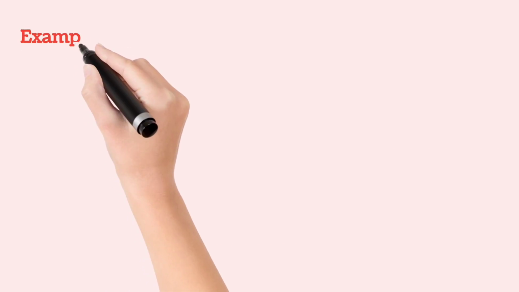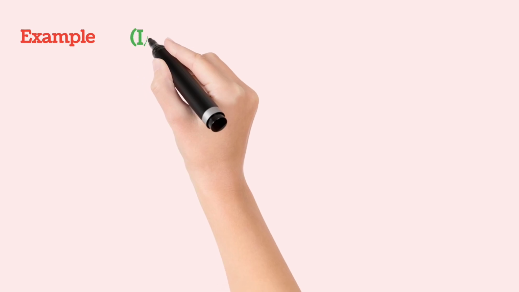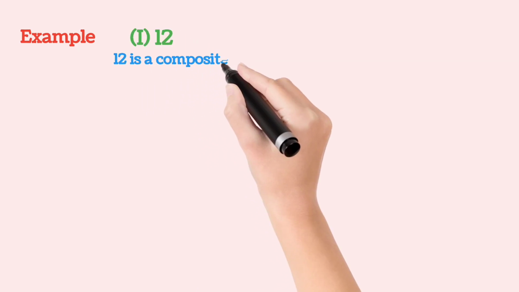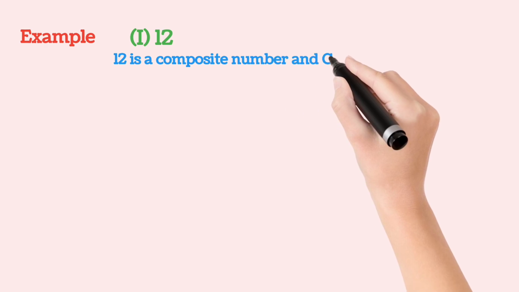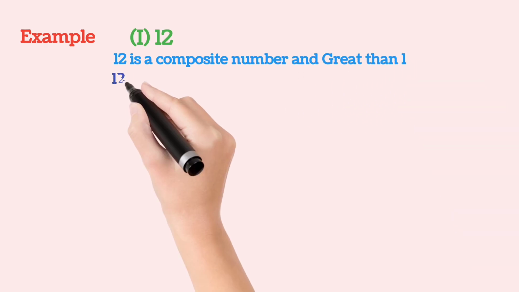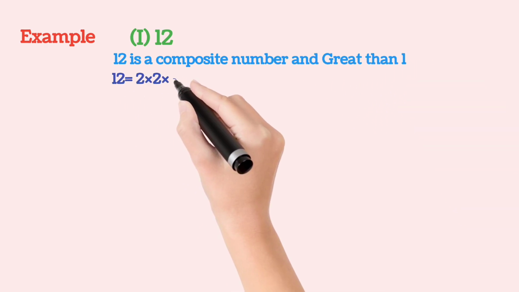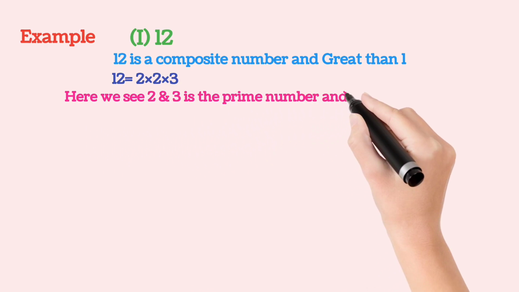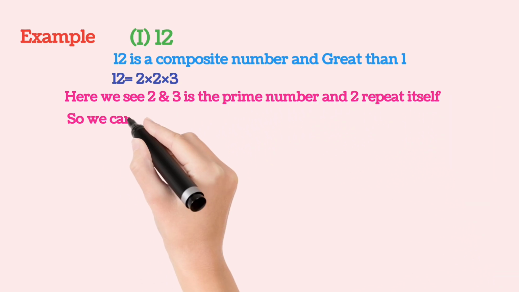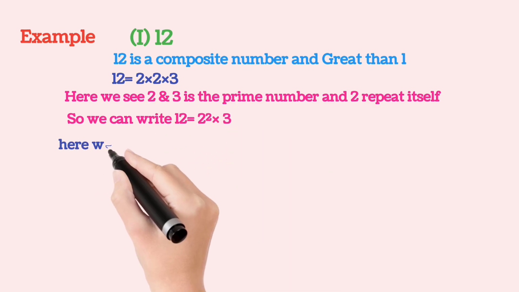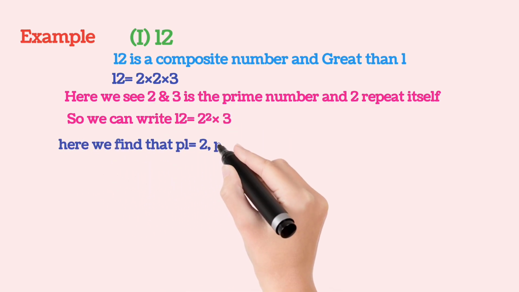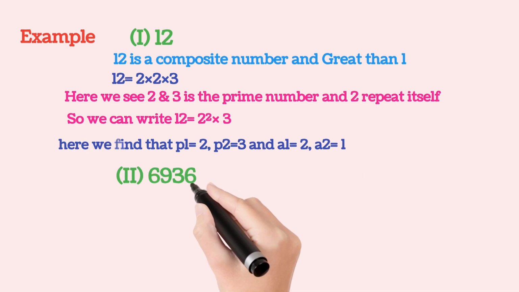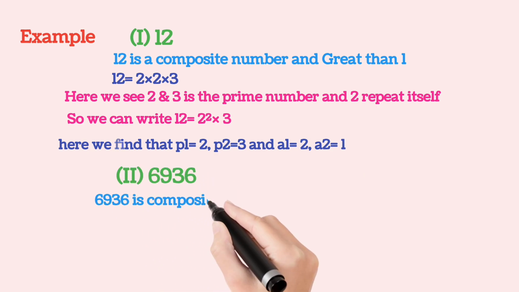Now we will see examples of the theorem. The first example is 12. 12 is a composite number and it is greater than 1. So 12 can be written as 2 into 2 into 3 in prime factorization. Here we see 2 and 3 are prime numbers and 2 repeats itself. So we can write 12 equal to 2 to the power 2 into 3. Here we find that p1 equal to 2, p2 equal to 3 and a1 equal to 2 and a2 equal to 1.